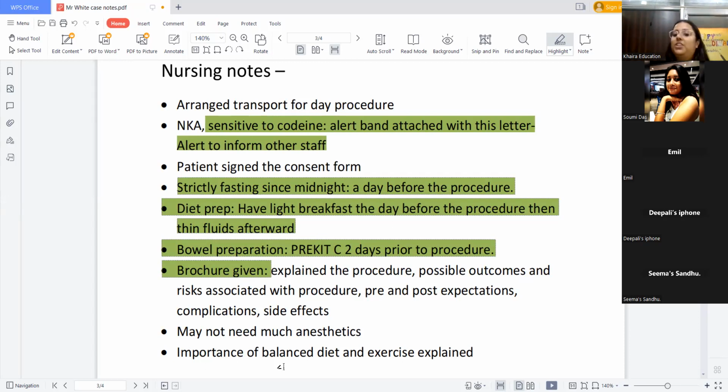Second, if the patient does not have any allergies, we don't have to write. But yes, sensitivity to codeine, for that the alert band is attached and the recipient needs to inform all their staff, which also becomes relevant.